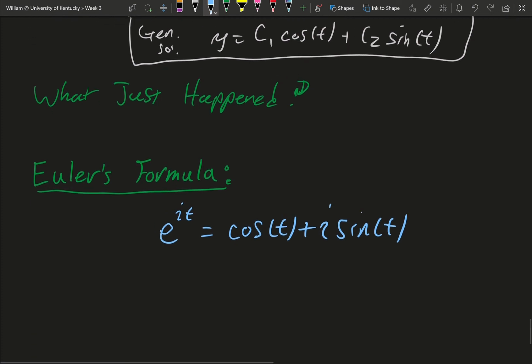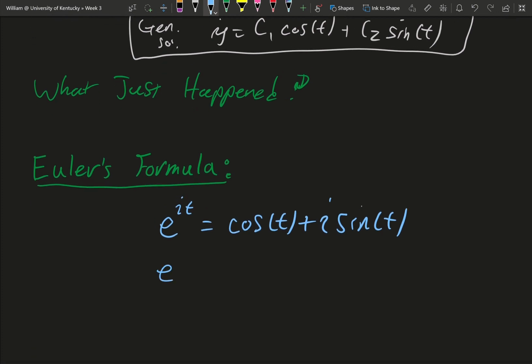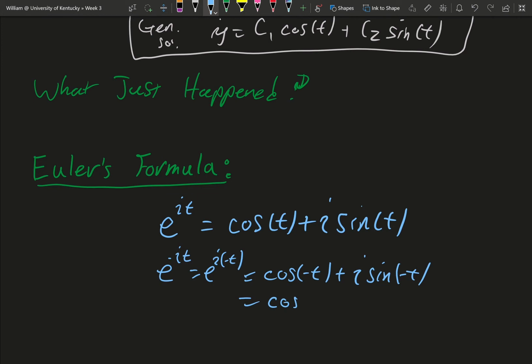I'll also point out, because we'll need it later, e to the negative it is e to the i of negative t. And so we can rewrite that as cosine of negative t plus i sine of negative t, which, cosine of a negative is just unchanged, and sine of a negative is the negative of the sine.